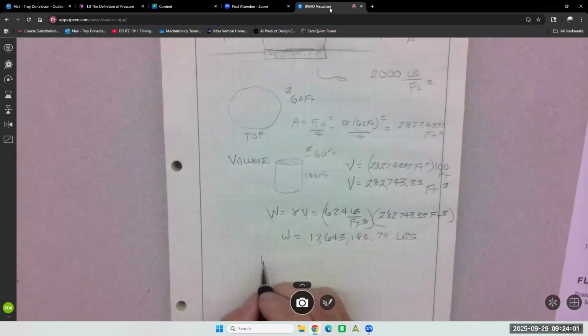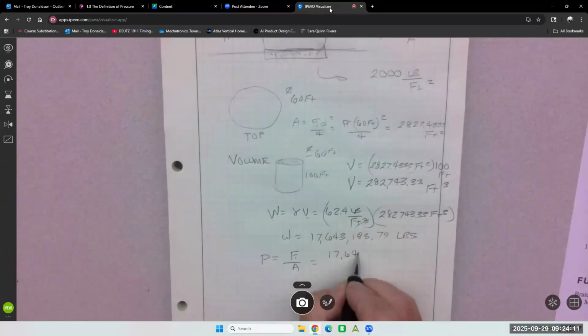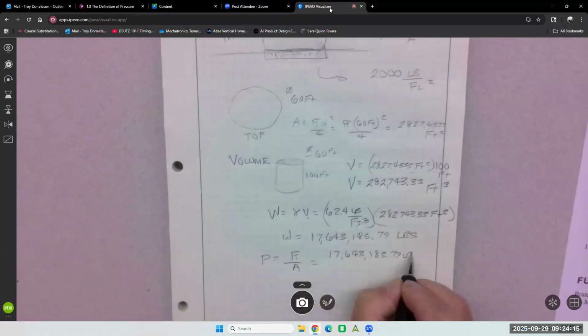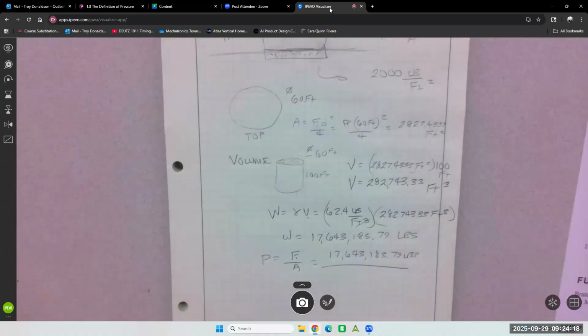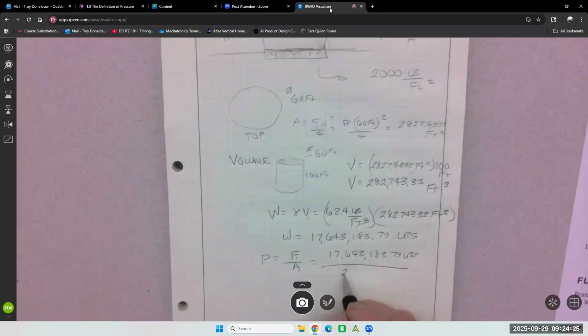Pressure equals force over area. Weight is force. So we have our 17,643,183.79 pounds acting over an area of 2827 feet squared.